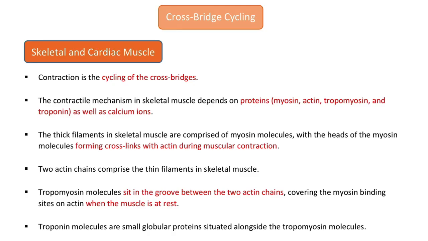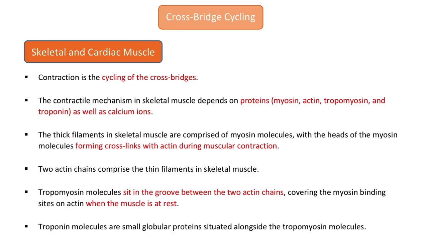Before learning cross bridge cycling, we have to know the basics of muscle structure. I already discussed this in our previous physiology videos, but I will give a brief recap. First, skeletal muscle structure. Skeletal muscle is composed of thick filaments like myosin and thin filaments like actin. The myosin heads project out and are responsible for forming cross bridges with actin during contraction.